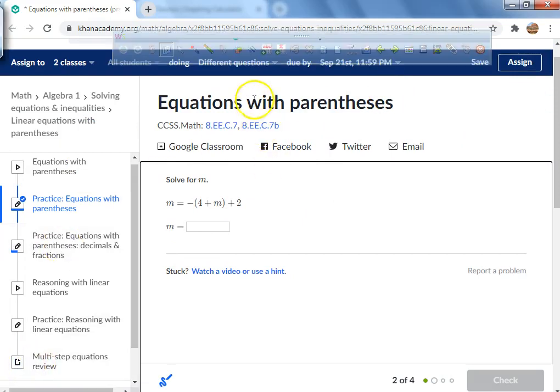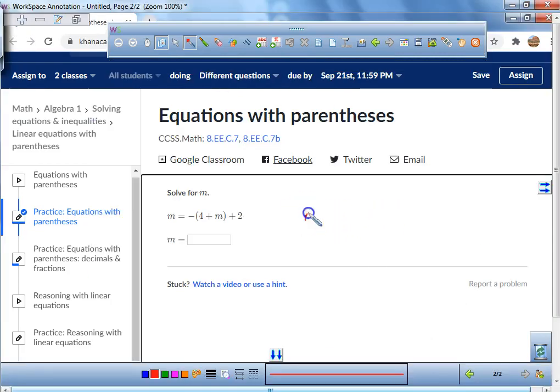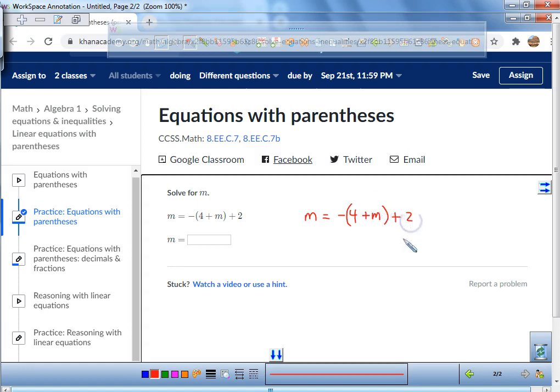But what we're going to do here, one second. Now, we're going to go ahead and do this problem. This problem is not going to take nearly as long. It's pretty quick. All right, you have m equals negative, parentheses 4 plus m plus 2. And so what we're going to need to do is take this negative and distribute it to both values.